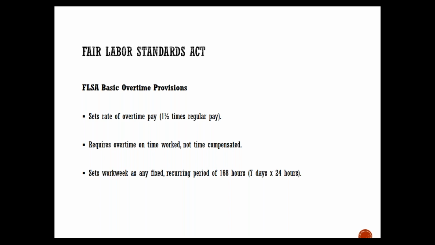And you have to have a set work week, a recurring period of 168 hours. So it can be Sunday through Saturday or a Wednesday through Tuesday. For some reason, Cornell chose Thursday through Wednesday. But it has to be set, it has to be written in your policies, and it has to be consistent.